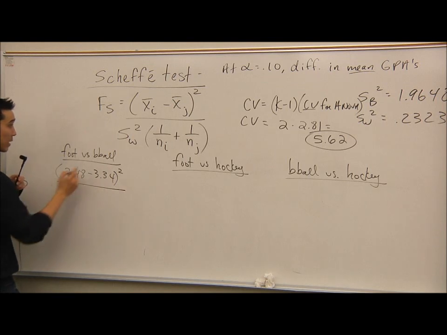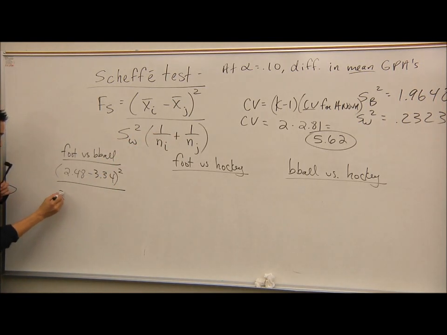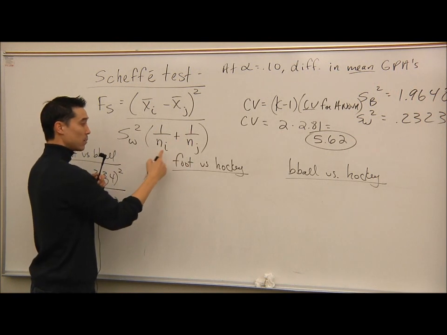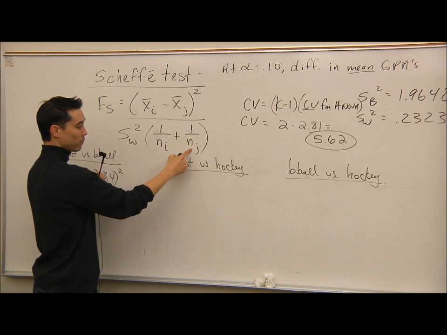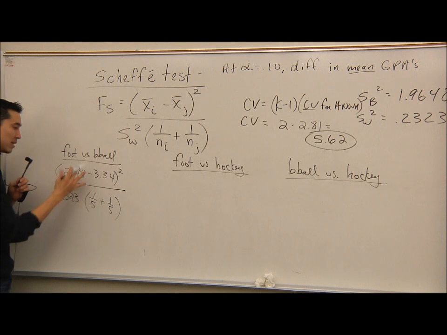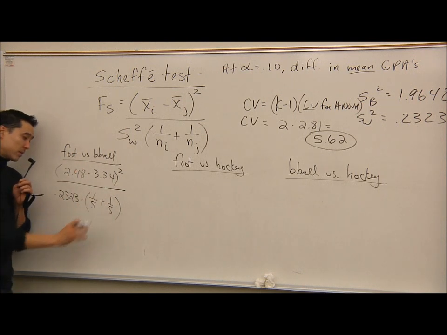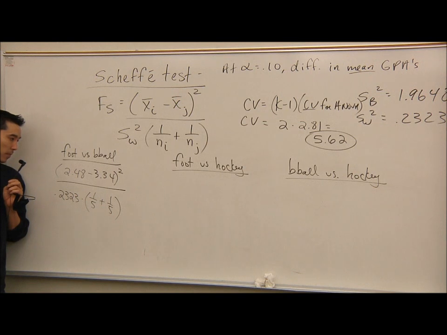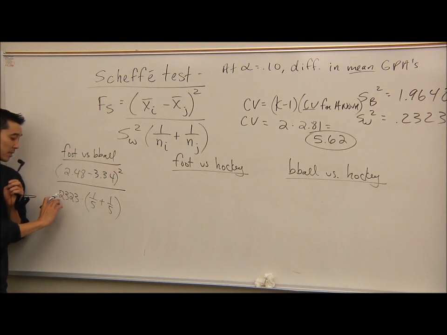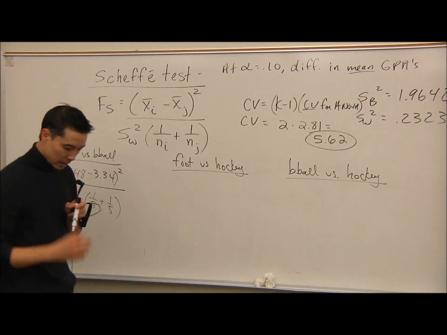Quantity squared divided by SW squared, which I still have on the board, 0.2323, times, we're lucky here because there were 5 in every group, so it's 1 over 5 plus 1 over 5. Technically it's 1 over 5 football players plus 1 over 5 basketball players. Take that to your calculator. Be super careful because we have this fraction with parentheses. So do the numerator, 2.48 minus 3.34 squared, divided by parentheses 0.2323 times 2/5. Let's see what that comes out to.